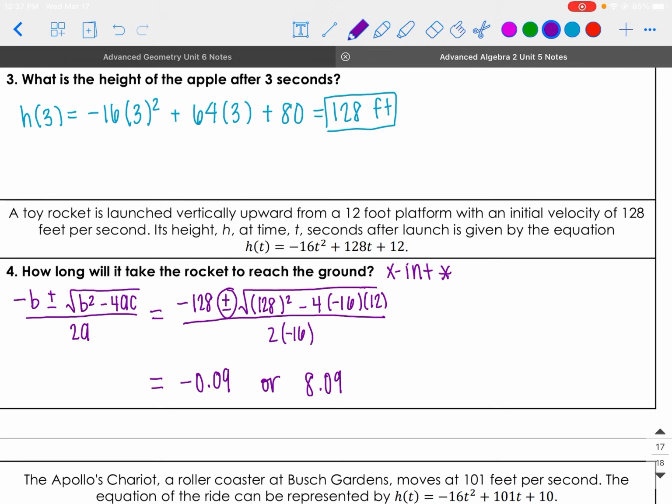Now let's talk a minute about what these numbers mean. We're looking for the number of seconds that it takes for it to reach the ground. It doesn't make sense to have negative seconds. So when you get a negative, just cross that one out. It's because this one started up on a platform, and the calculator doesn't realize this is a real life scenario. It's just making a full parabola. And so the parabola goes to the left a little bit. So the one that matters is the positive one, 8.09 seconds.